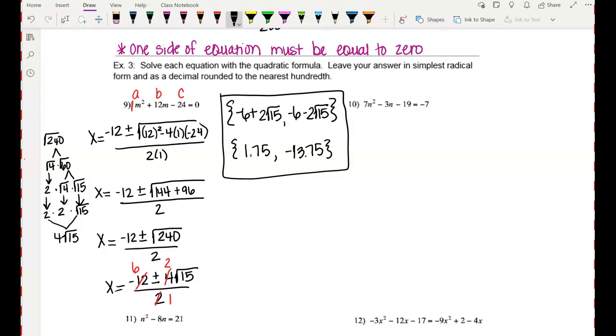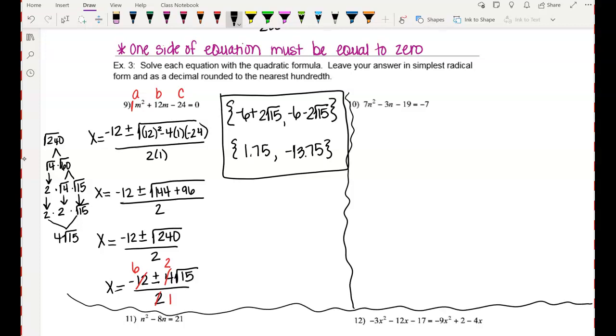And again, the quadratic formula hasn't changed. It's just a matter of how we are simplifying, because we don't have that perfect square anymore. And if you're having trouble with the decimal part still, hopefully we'll have a few minutes at the end where we can look at that again as to how to get those answers.